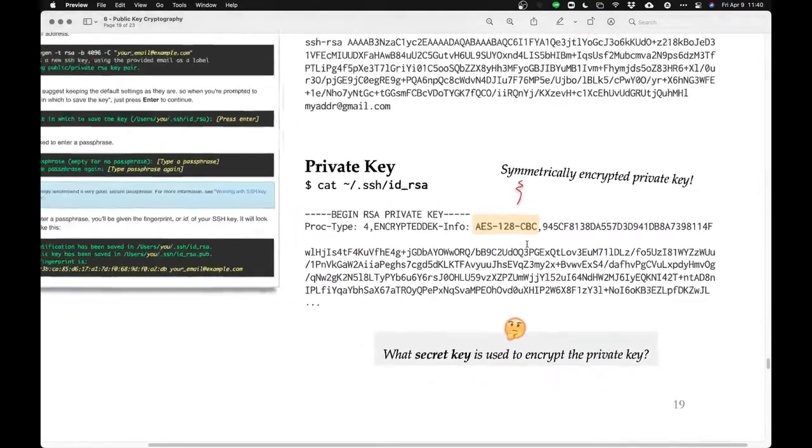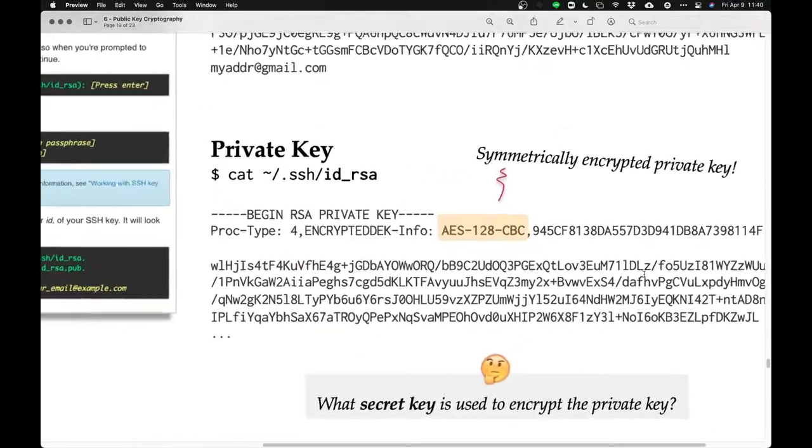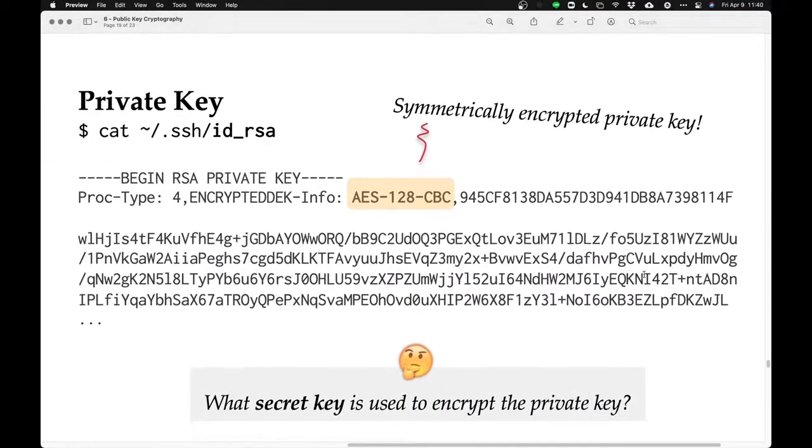Okay, so question. It encrypted this private key to store it securely. What key did it use to encrypt it?